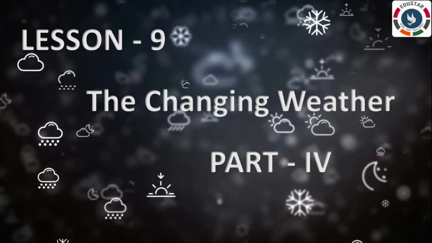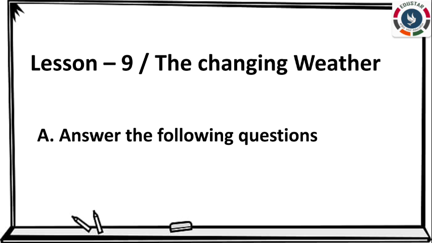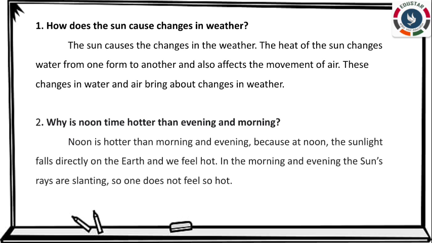Today we will see Lesson 9, the changing weather. This is Part 4. In this part, we are going to write a classwork. So, all of you take your classwork note, open a new page, and write the heading Lesson 9, the changing weather. The first Roman letter is answer the following questions. The first question, how does the sun cause changes in weather?